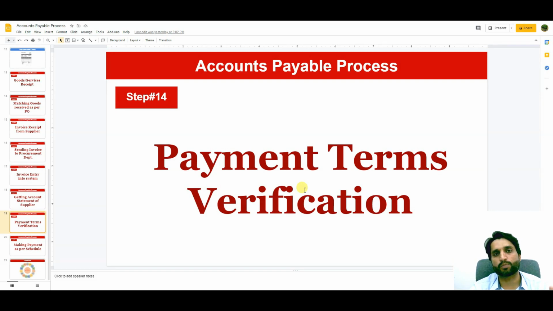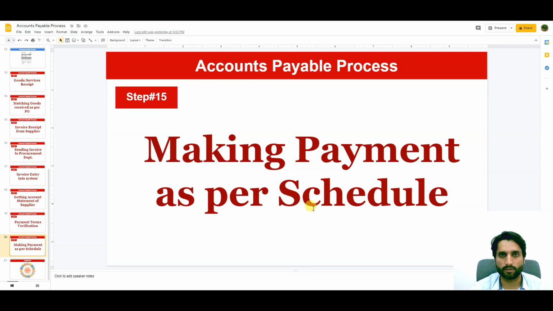So when accounts payable receives the invoice, they will verify if the payment terms are accurate according to the 60 days, whether the due date has arrived or not yet. If arrived, then they make the payment schedule. So they will try to issue the payment as soon as possible.